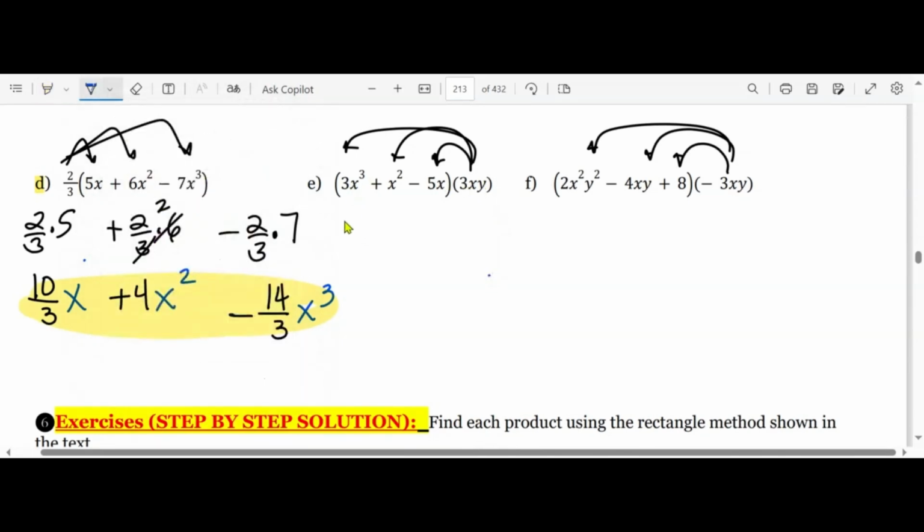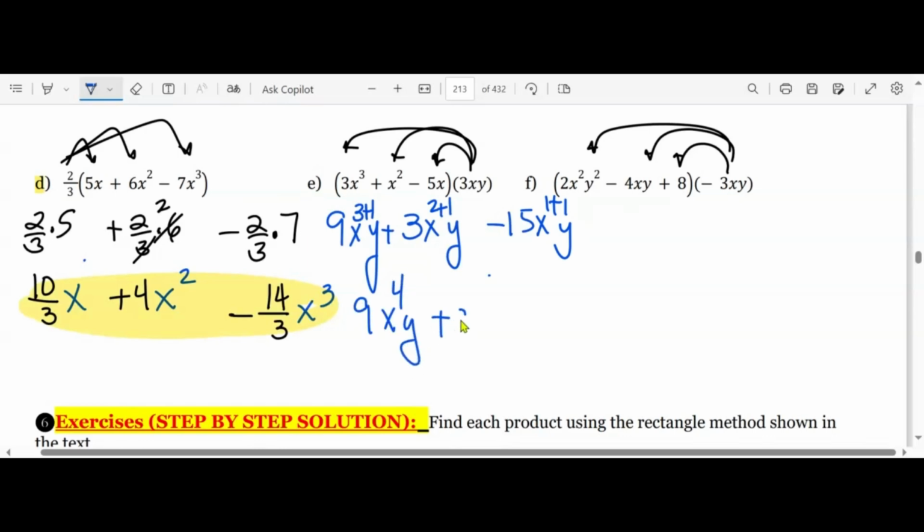Here I have 3 times 3, how much? 3 times 1, 3 times 5, 15. x times x cubed. So you have to add 1, right? And you have 4y. x times x squared. x times x. And you have y. So what's your final answer? x to the power 4, x to the power 3, x to the power 2. Clear? Last one.